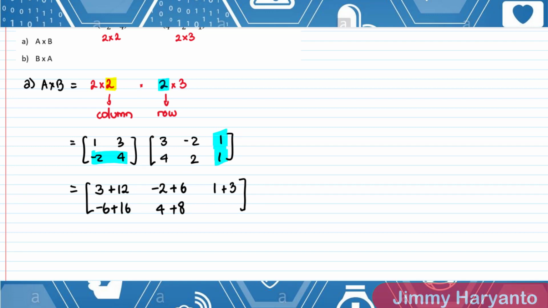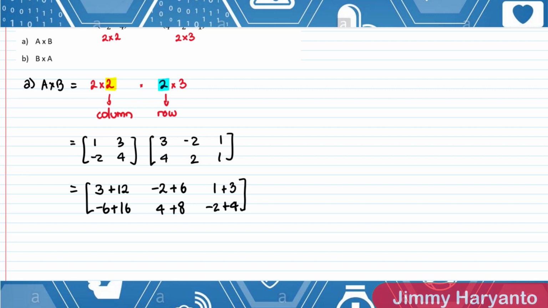1 times 1, 1 and 1. After that, we have to multiply them one more time. So you will get -2 and then plus 4. There you go. This is what we call row times column. You have to do this when you multiply two matrices.